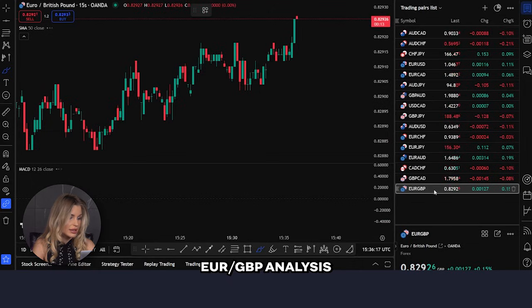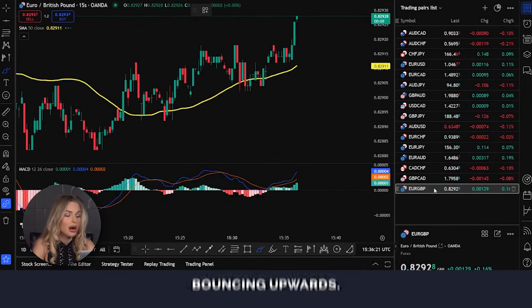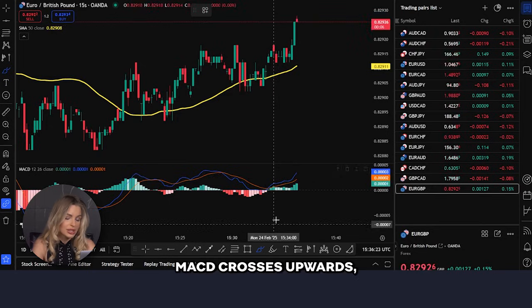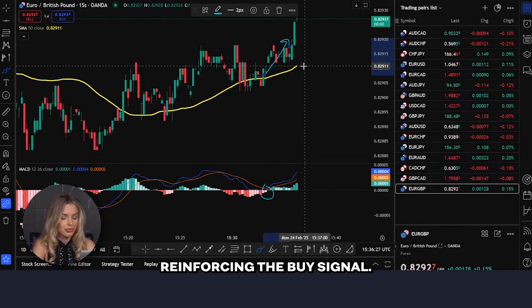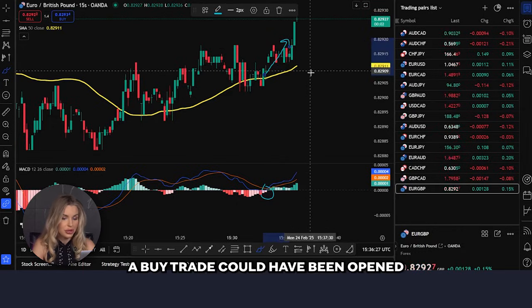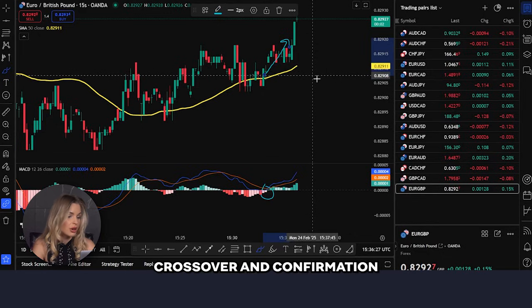EUR/GBP analysis. The price is testing SMA as support and immediately bouncing upwards. MACD crosses upwards, reinforcing the buy signal. In this situation, a buy trade could have been opened after the MACD crossover and confirmation by a candlestick pattern.